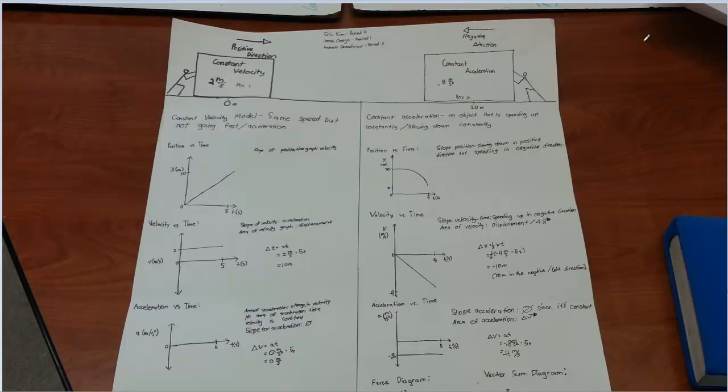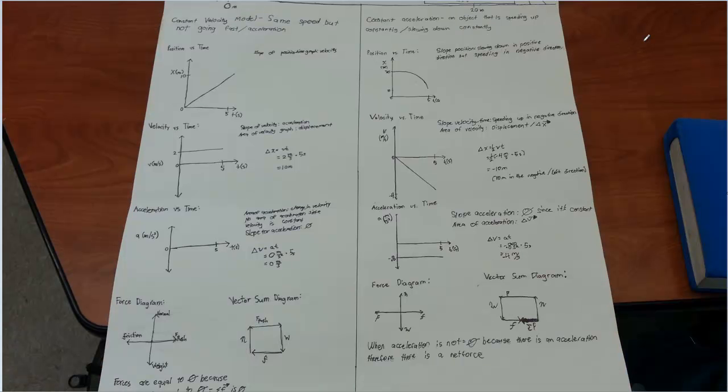This is the winter break project with the poster, and it's basically a review of what we did first semester. We got two diagrams here. The one on the left is constant velocity with a man pushing a block, and it's moving in the positive direction. It's moving at a constant velocity of 2 meters per second, and constant velocity means it's at the same speed but not speeding up or slowing down. It's constant, stays the same.